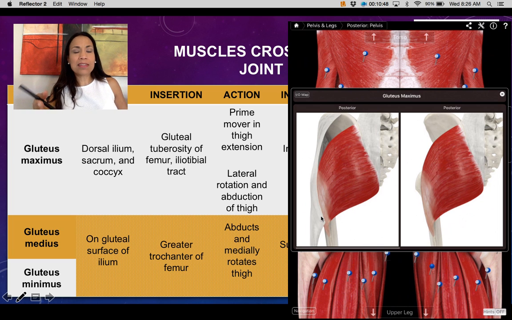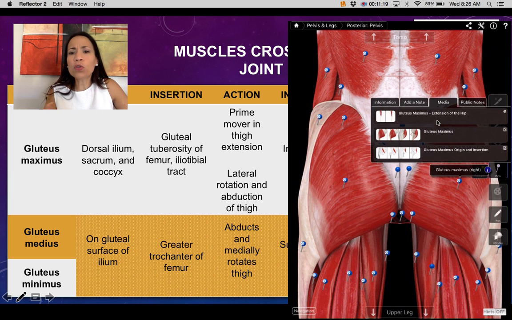So tensor fasciae latae inserts on the iliotibial tract anteriorly, and gluteus maximus also inserts in the iliotibial tract, but posteriorly. One flexes the hip, the other one extends the hip. One medially rotates the hip, tensor fasciae latae, the other one, gluteus maximus, laterally rotates the hip, okay? And I just told you the actions of gluteus maximus. Now, those are secondary actions, abduction and lateral rotation of the hip.